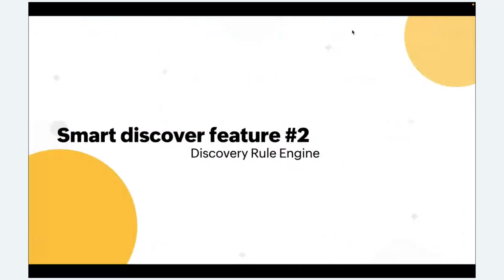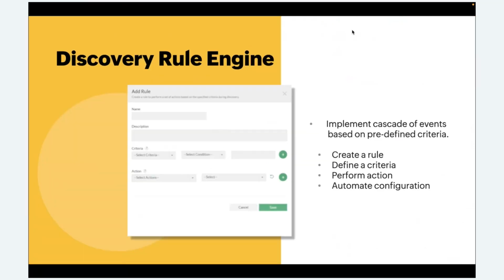And now let's look at the second smart discovery feature. This is the discovery rule engine. It is the post-discovery actions that end up eating all your time. And for your rescue, we have the discovery rule engine, which allows you to automate post-discovery actions and reduces the initial configuration time for monitoring the device.